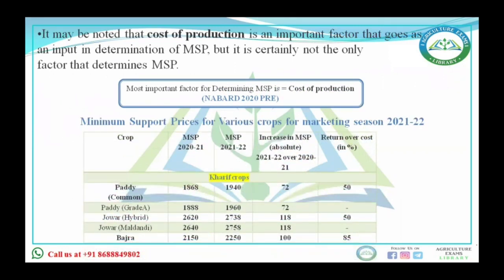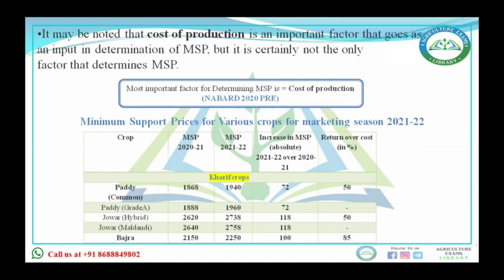See, cost of production is an important factor while determining the MSP. But remember, cost of production is not the only factor that will determine the MSP. Although this question was asked in NABARD 2020-23, that the most important factor for determining MSP is cost of production. Most important, but it is not the only factor. There are other factors also which determine the MSP.